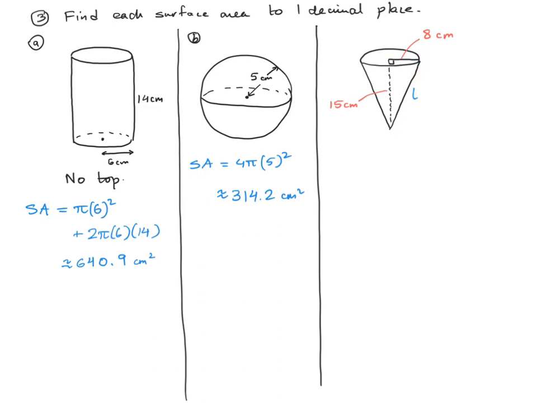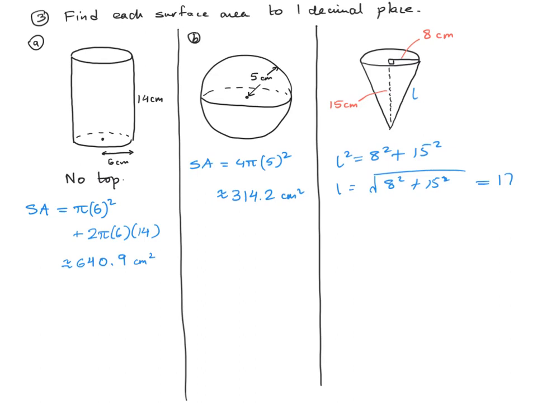L is the hypotenuse, so I can do L squared equals 8 squared plus 15 squared, and of course I can do L equals the square root of that. And you should get 17 when you're done.